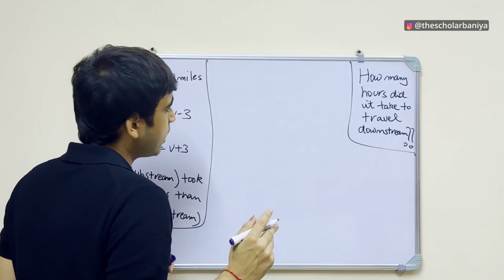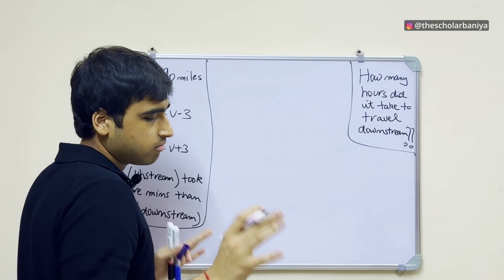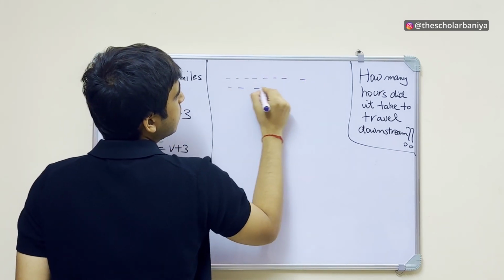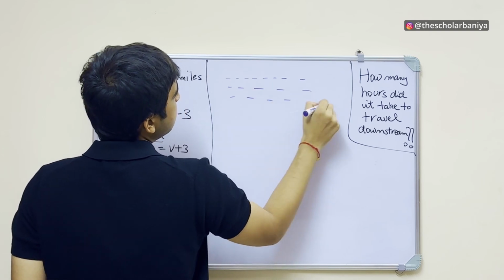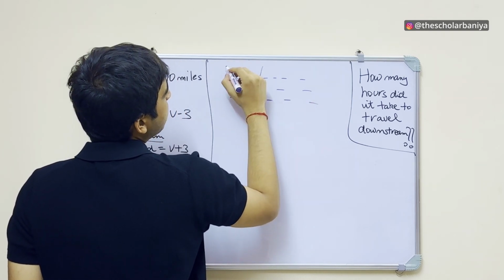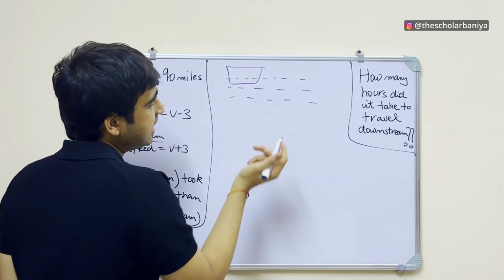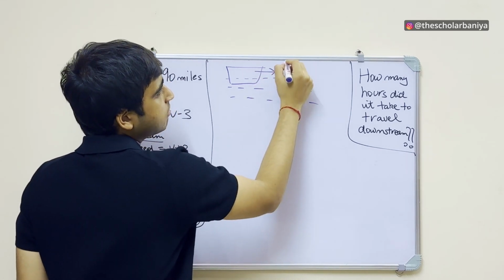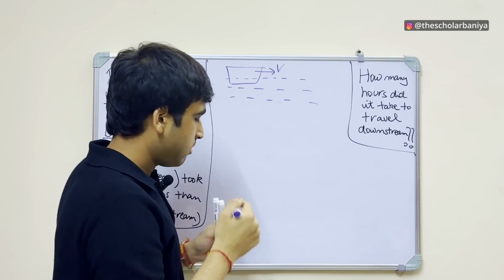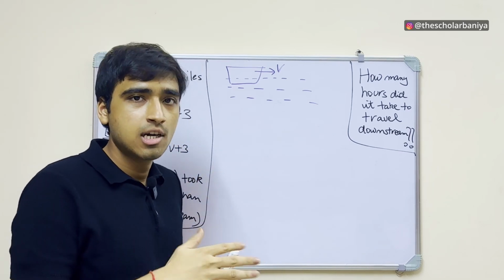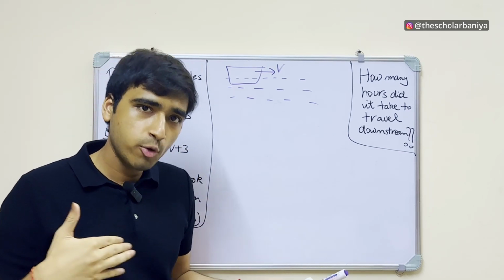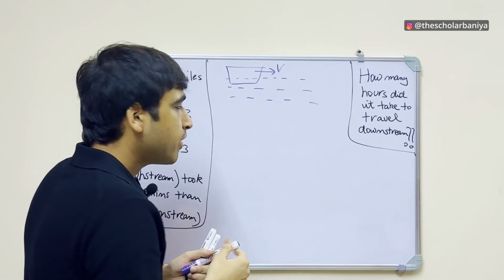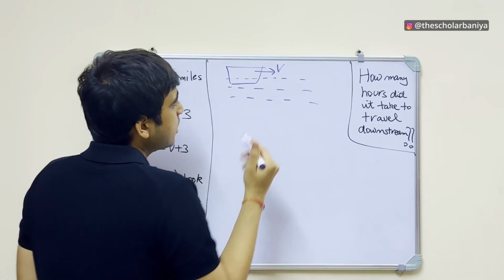So, for example, when there is a boat, right? For example, this is water, and there is a boat. Obviously, the boat will have its own speed. For example, the boat has a speed of v, and obviously the water is flowing. It is possible that the water can flow in the same direction or in the opposite direction, right?